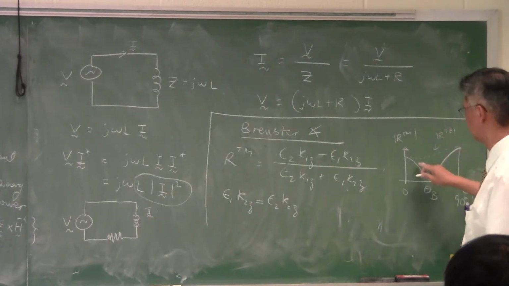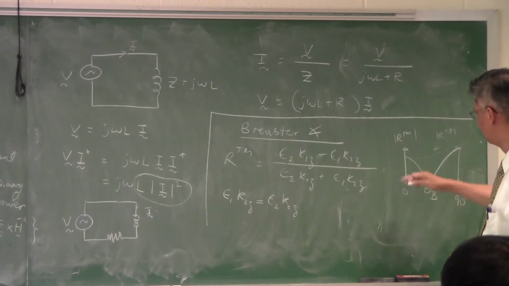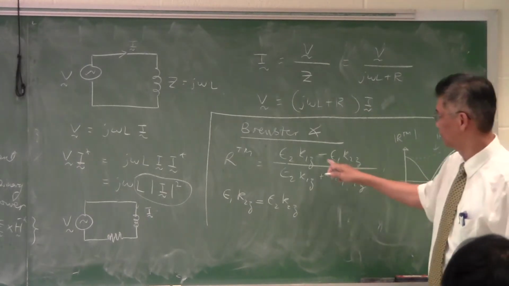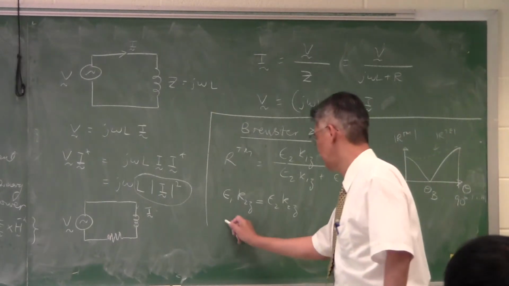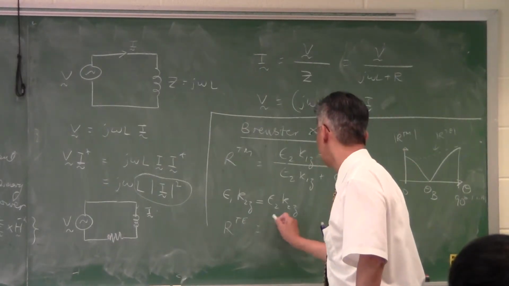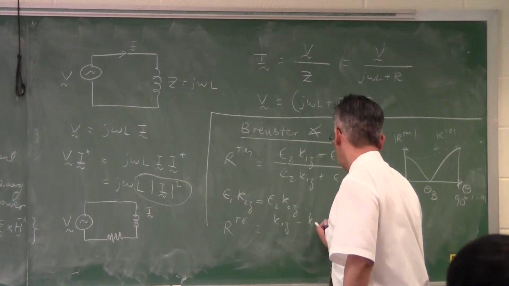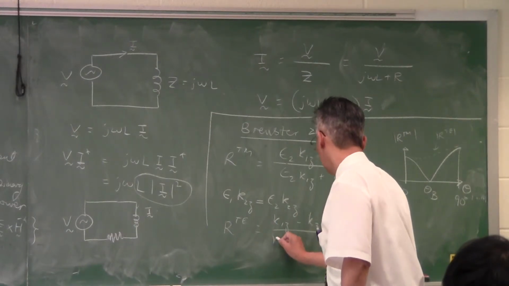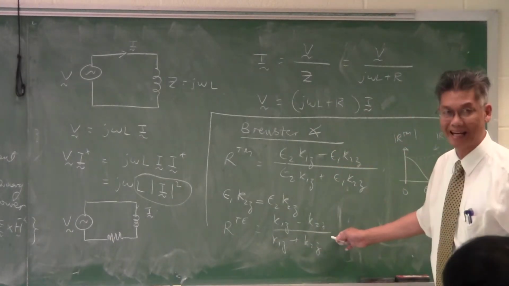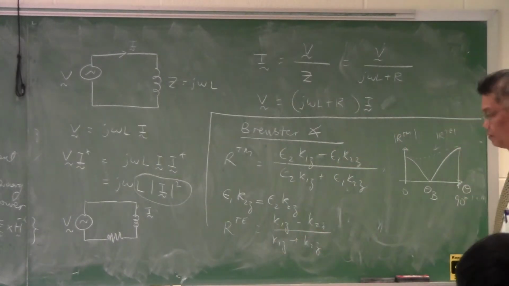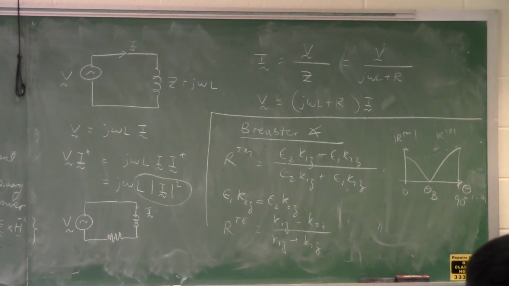This is a magnitude. It will look something like this. If this is not there, that would be the case for RTE. It would be something like K1Z minus K2Z over K1Z plus K2Z. Most materials are non-magnetic, so the mu cancels out, and then RTE will look something like that. And you can see this effect with your sunglasses.